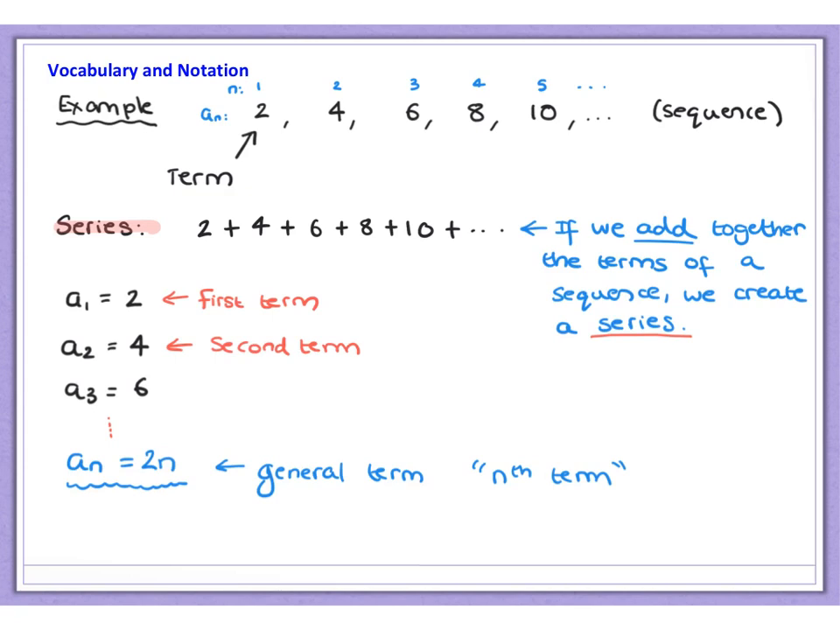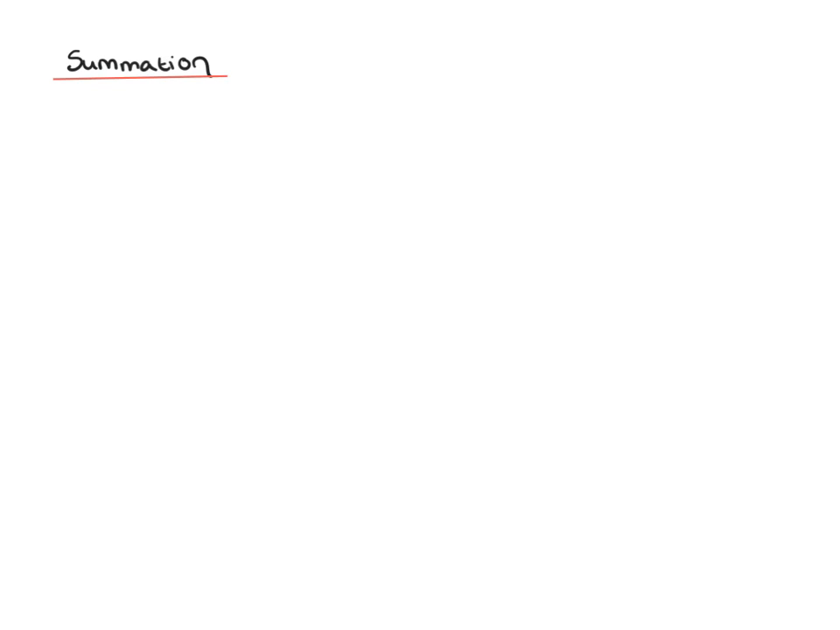Now, another piece of vocabulary that we are going to introduce is something called a summation. If we add together any terms from a sequence, we are creating a summation. So, for instance, we could write A1 plus A2 plus A3 plus A4 plus A5. And this is an example of a summation.